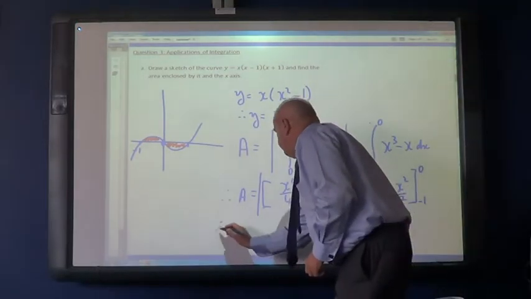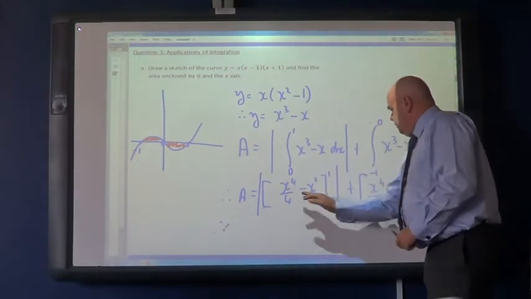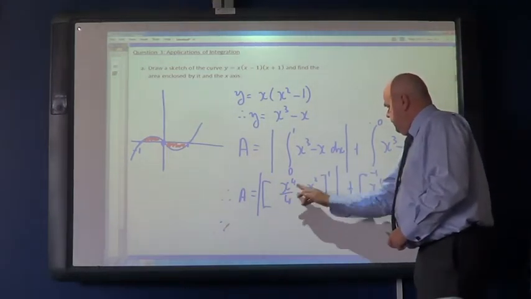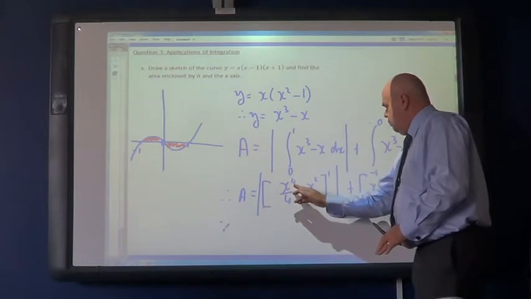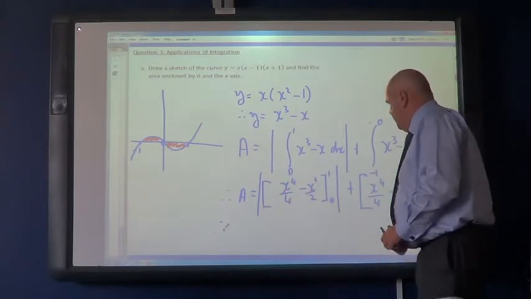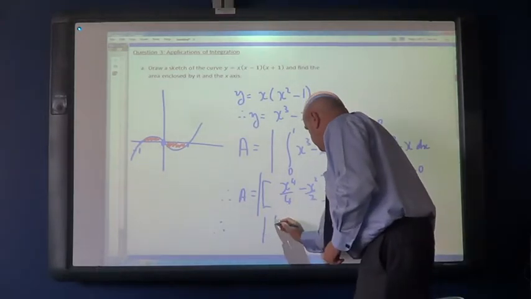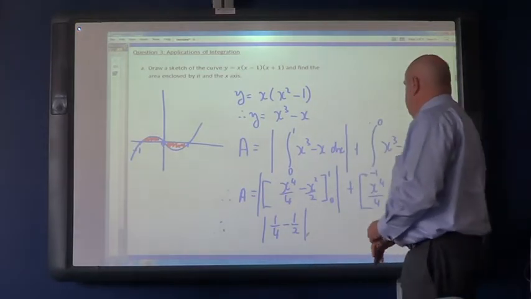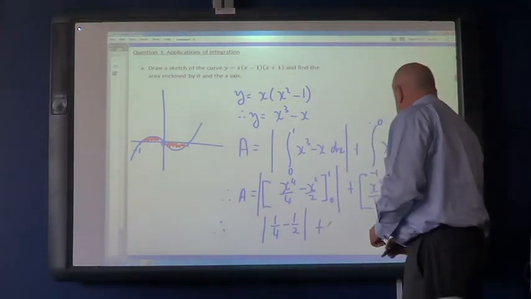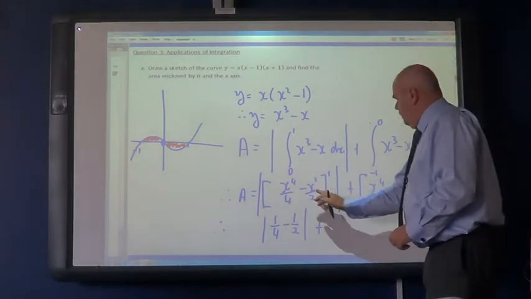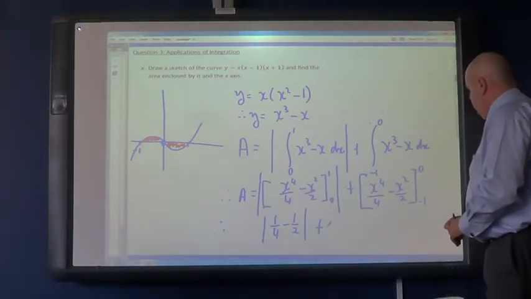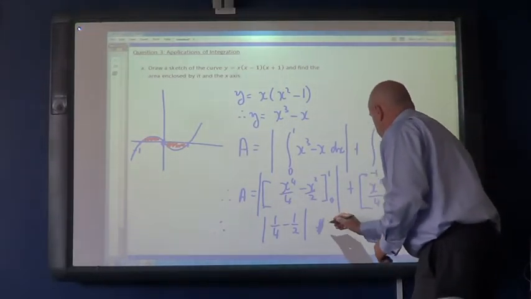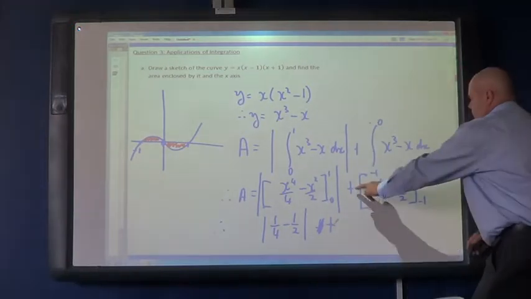Alright, so what do we get here? Well, 1's not a bad number and 0's an even better number to be substituting in. 1 raised to the power of anything is 1. So we've got a quarter minus a half, haven't we? Absolute value thereof. Plus, and by the way, we're going to have 0 take 0, so you can forget about that. I said plus, I meant, yes, that's right, plus. I was getting in a bit of a tangle there.